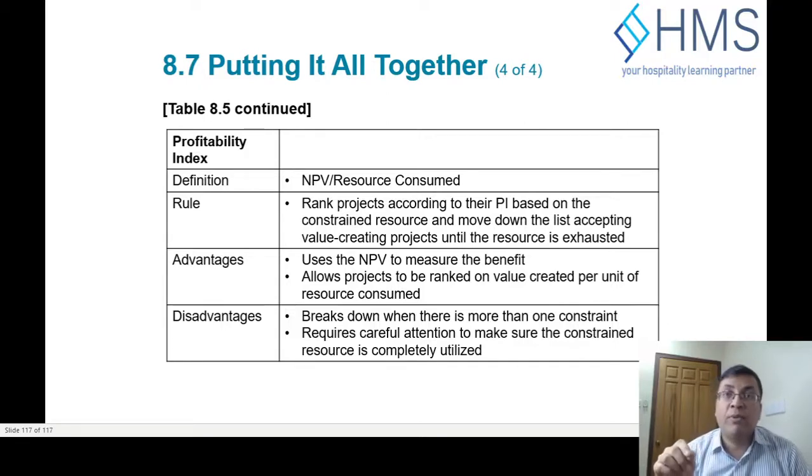But it's not helpful when you have more than one constraint, because you can divide by only one. You cannot divide by two things. You also have to be more careful when the constraint is completely utilized. So again, it has some limitations, but it's a method to support the decisions on the investment value.